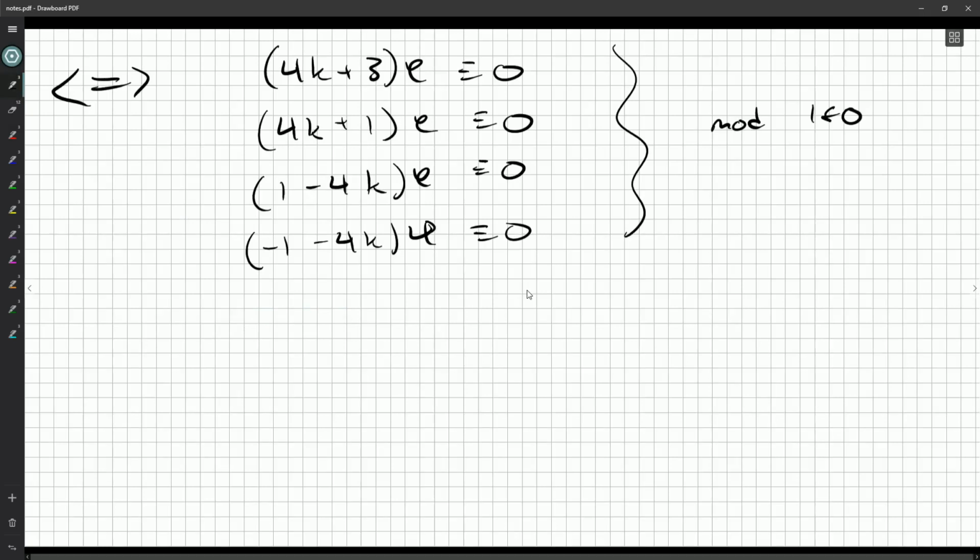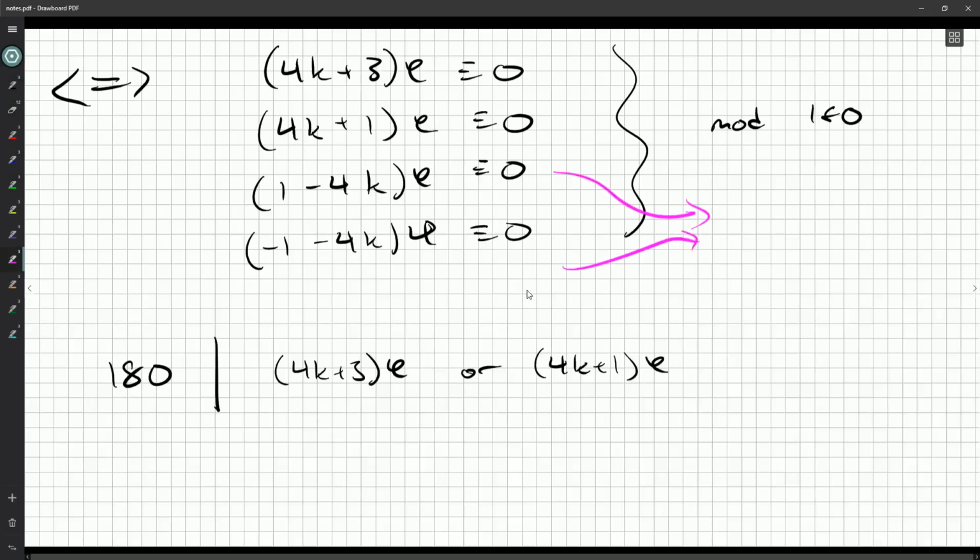So, what can we do here? Well, I noticed that for all of these, it's a multiple of 4 and then an odd number. So these are all odd numbers being multiplied by 180. So what we need is 180 to divide 4k plus 3 phi, or 4k plus 1 phi. I'm going to regroup. We haven't used pink in a long time. I'm going to regroup this and say that this is 4k minus 1 phi congruent to 0, and this is 4k plus 1 phi congruent to 0.